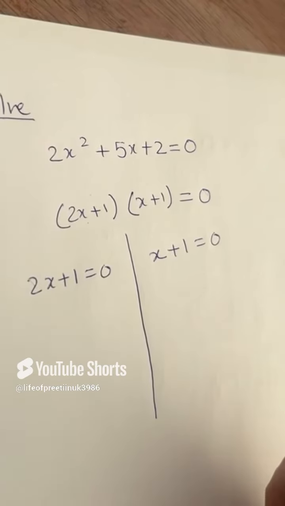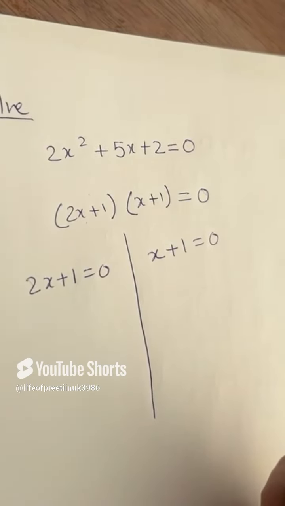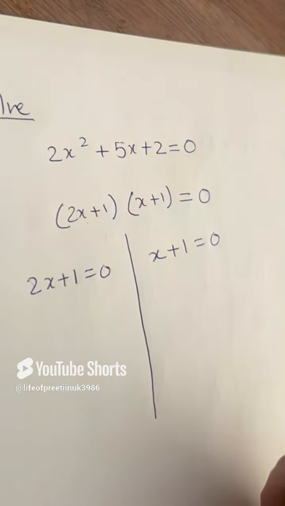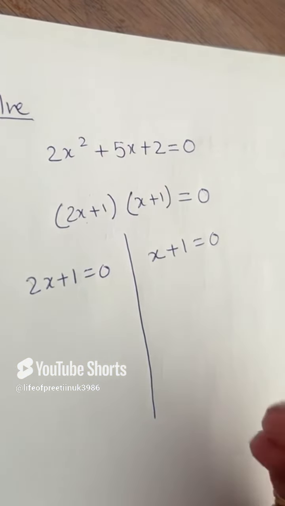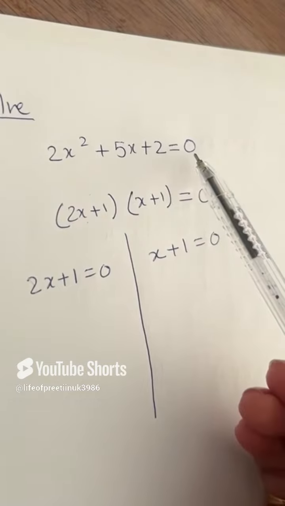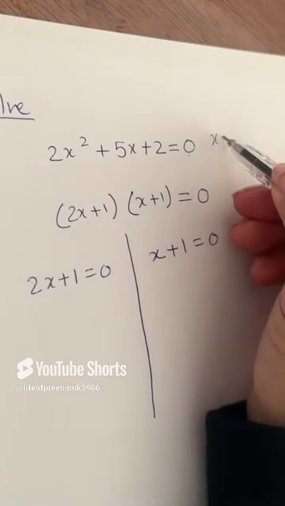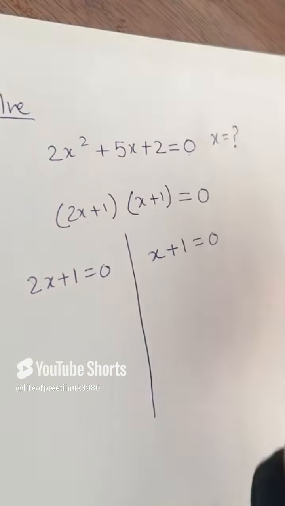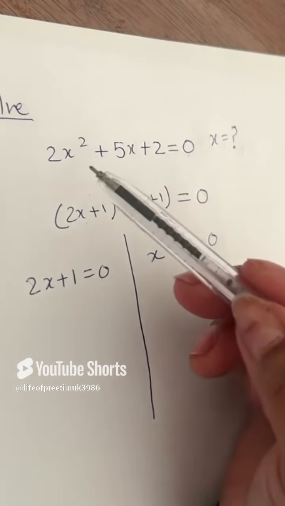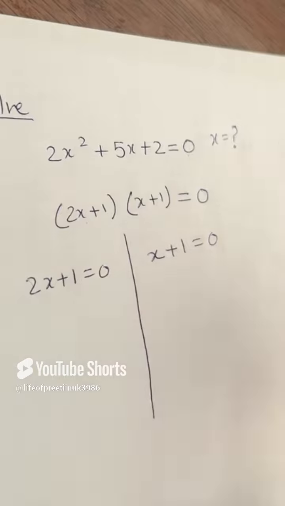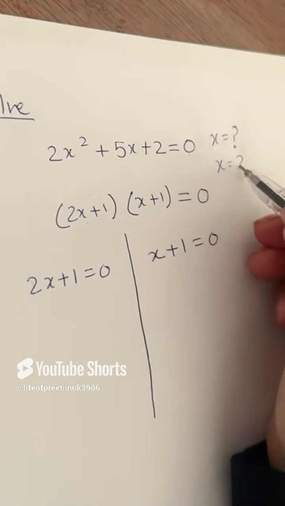Good afternoon, students. In this video, I'm going to show you how to solve quadratic equations. Remember, every time we solve a quadratic equation, it's always going to be equal to 0. Solve means you work out the value for x. So that means we are trying to find x. But in this equation, there is not one x because it's a quadratic. So I'm going to get two values for x.